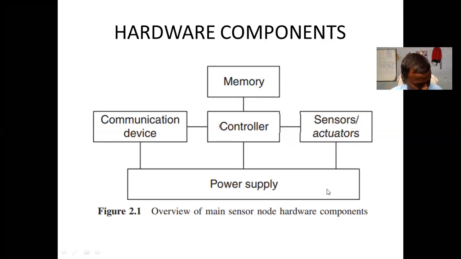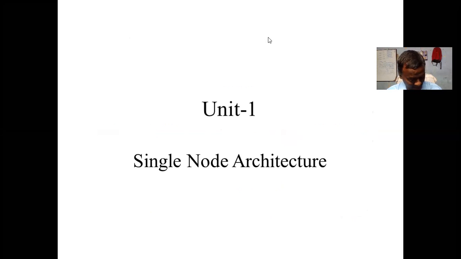Right. Good morning, everybody. At present, we are discussing the single node architecture. From the wireless sensor network point of view, sensors are important. Then, what parts are added to a single sensor, which is called a node? The sensor is the main part, and along with it, what other main parts are required?